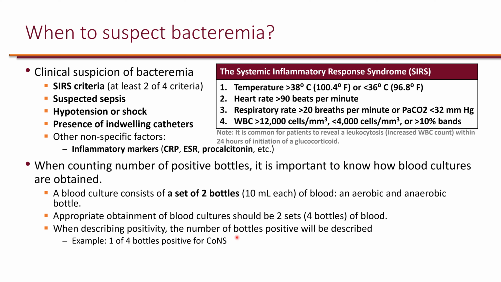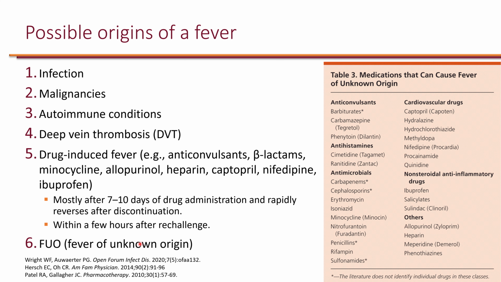So when describing positivity, the number of bottles positive will be described. For example, you might hear that a patient had 1 of 4 bottles positive for Coag-negative staph. So that's what they're referring to when they talk about the bottles.